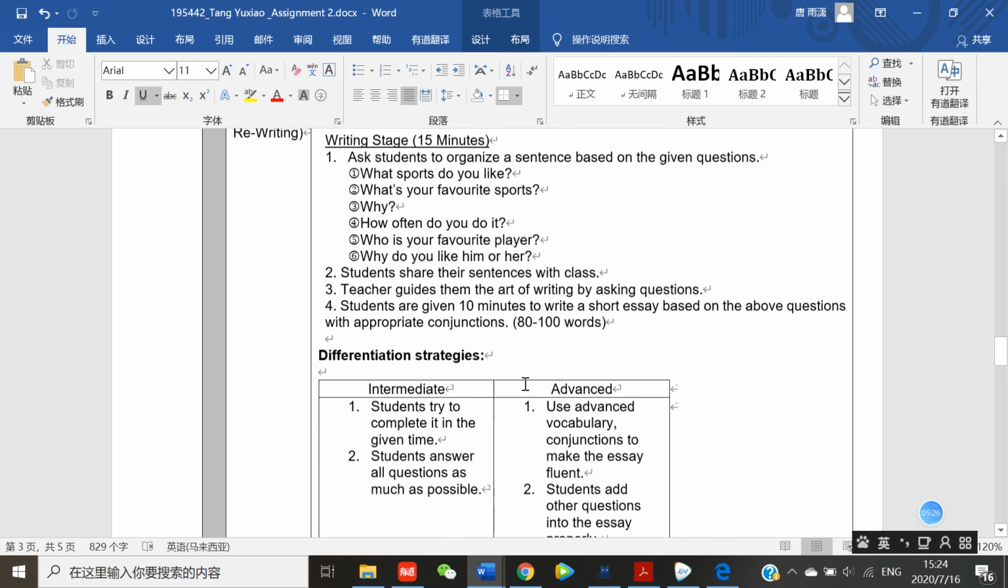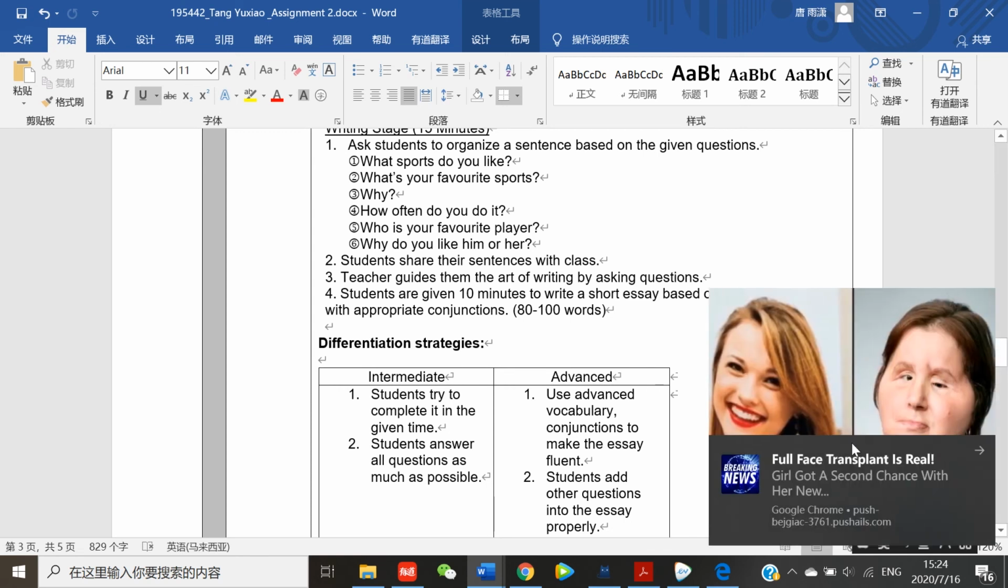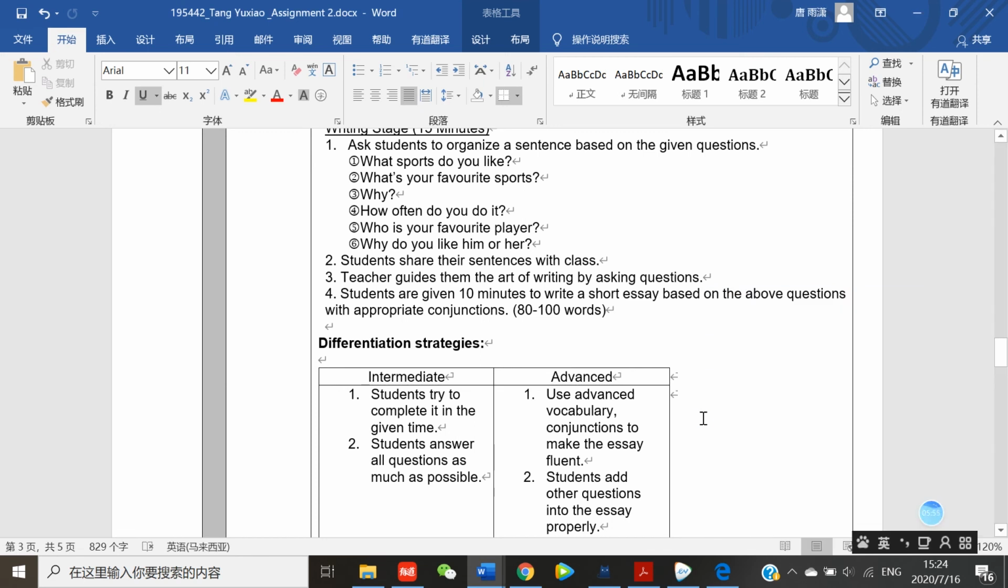And here are different strategies for different levels. For the intermediate, students need to try to complete it in the given time, because in my opinion, the time is a little tense, so maybe they cannot complete it on time. So maybe we can give them more time. And what's more, students answer all questions as much as possible. I list 6 questions to them to answer, but maybe they cannot use all of them.